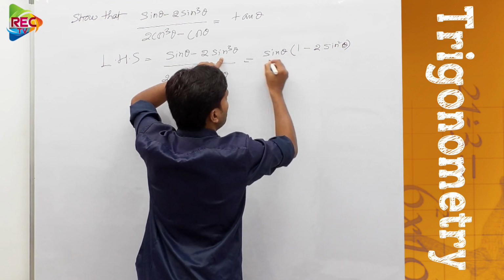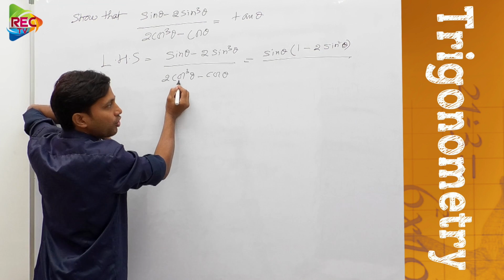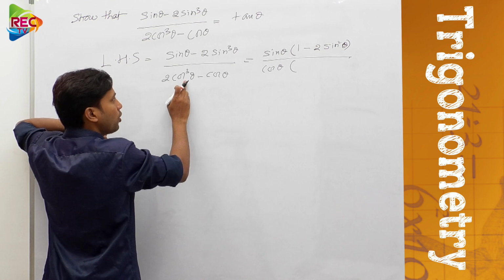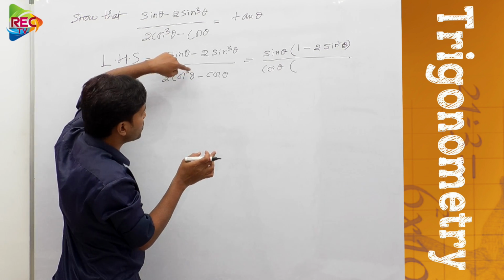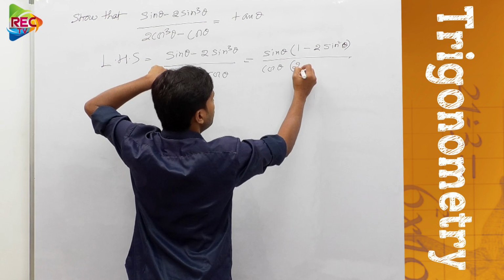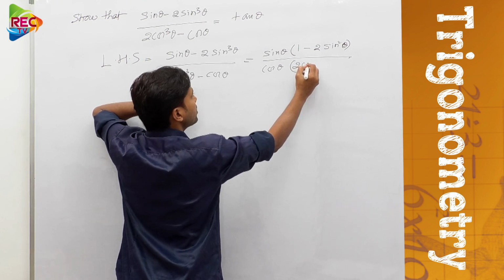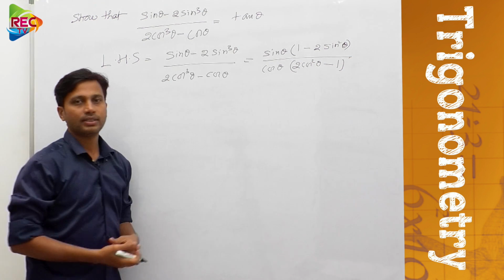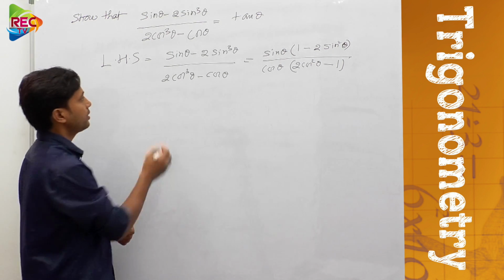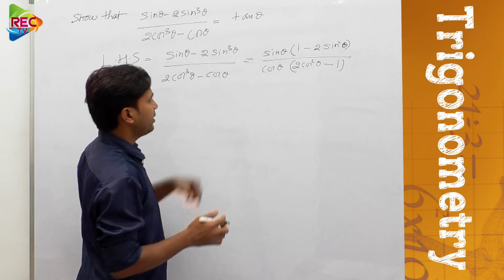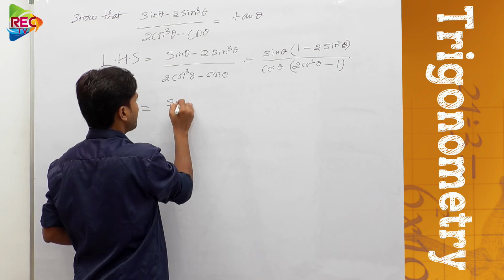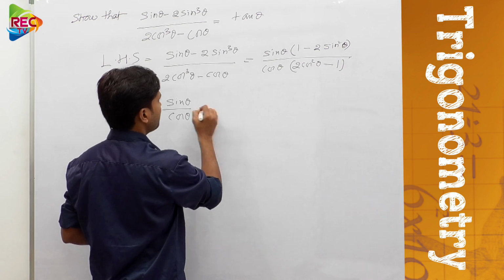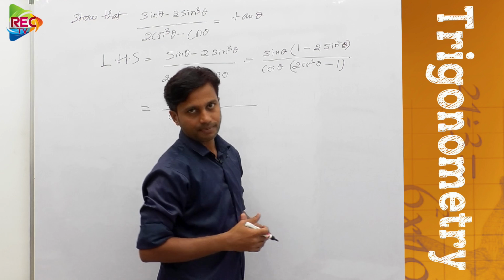By here cos theta is taken common from these two terms, so write down cos theta outside of the bracket. Now here 2 cos theta is taken common, so cos square theta will be left over, minus 1. Now just see, separate this as sin theta by cos theta. Now just think here 1 minus 2 sin square theta.